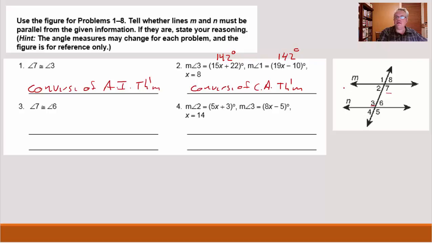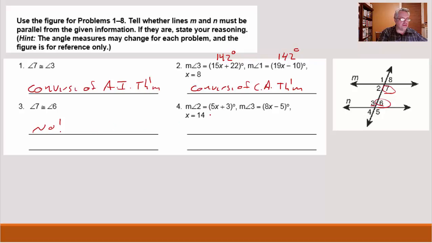Okay, how about if 7 is congruent to 6? If 7 is congruent to 6, that's no good. So the answer to this one is no, we can't conclude they're parallel. If those were supplementary, the lines would be parallel, but since they're congruent, that's not enough. So they don't have to be parallel.